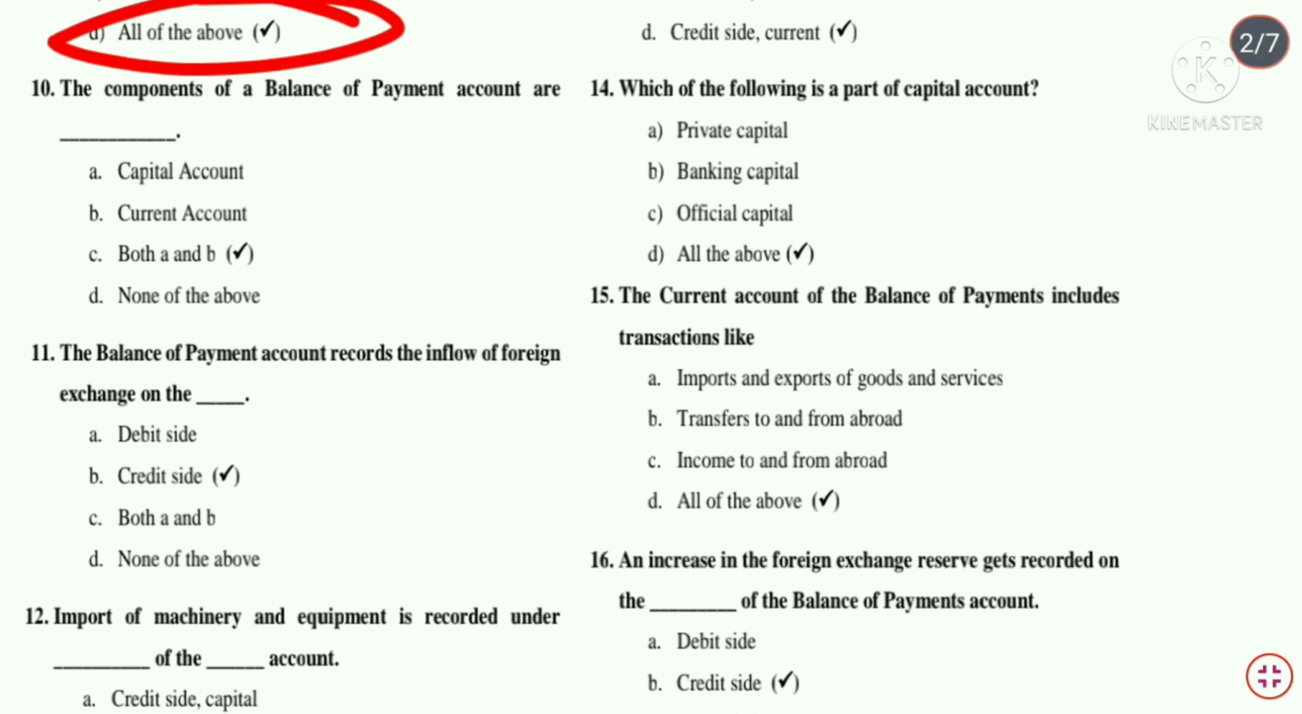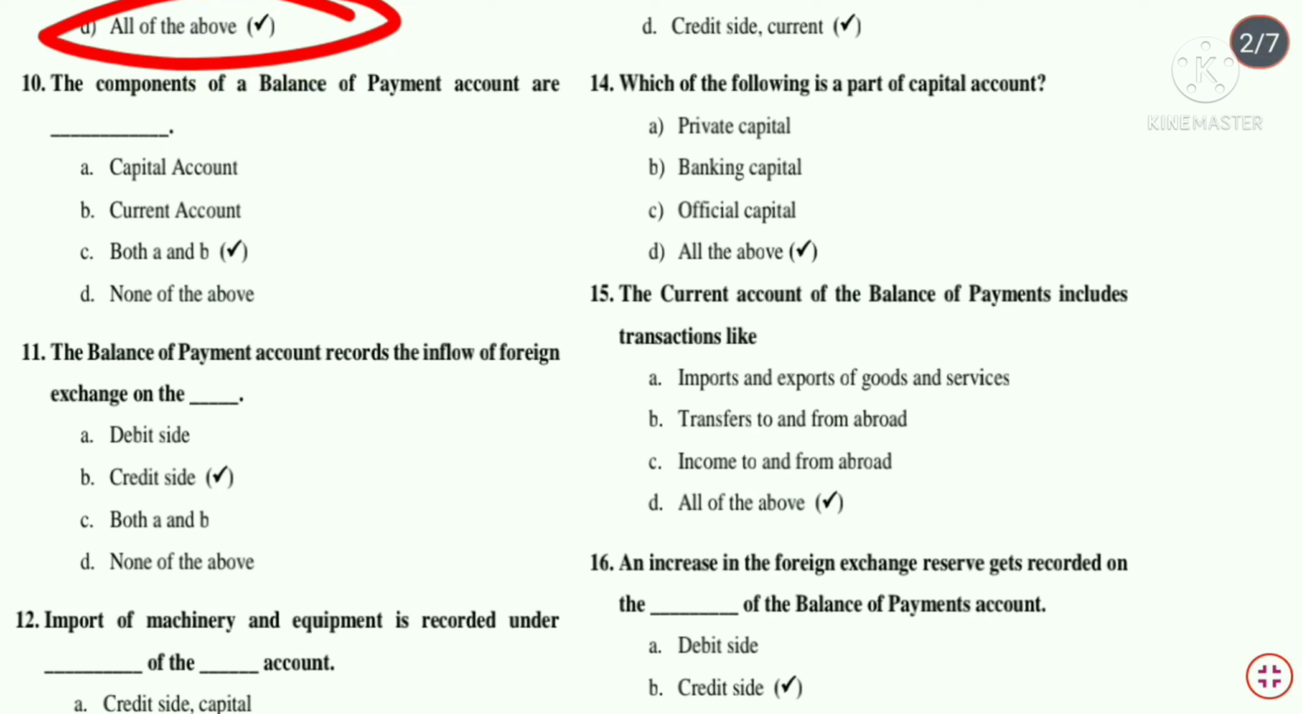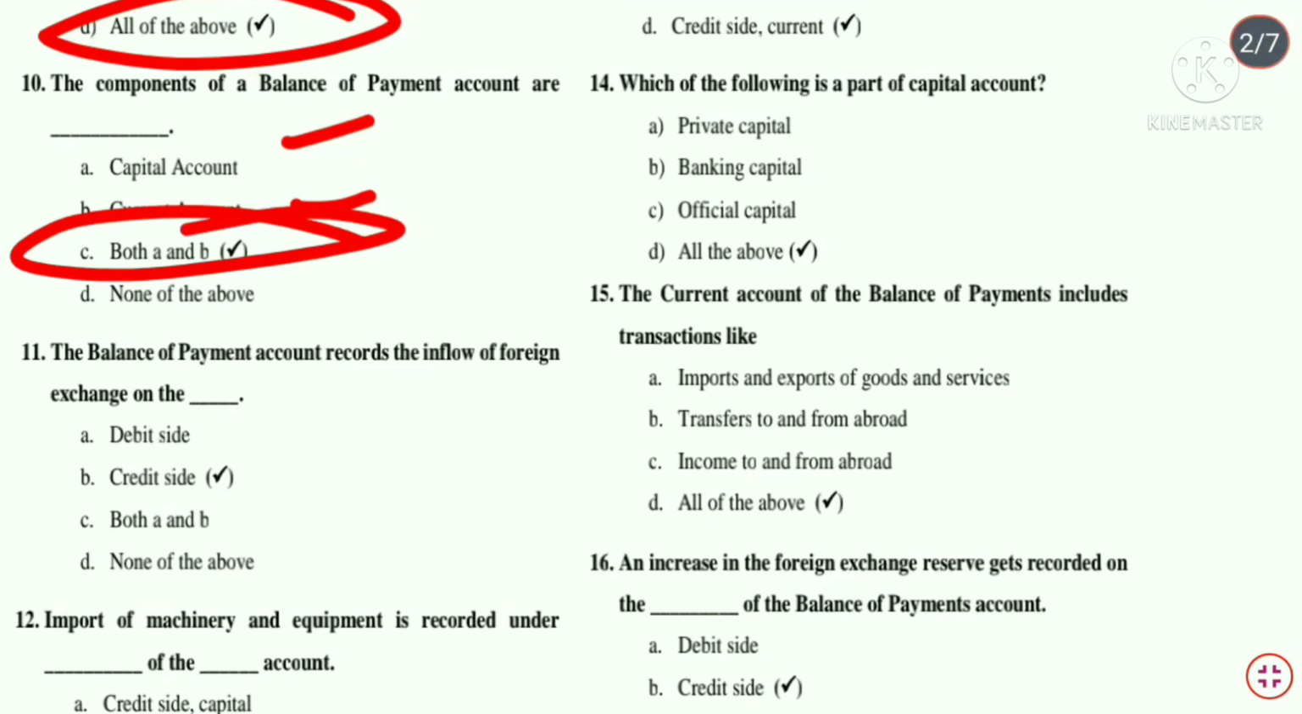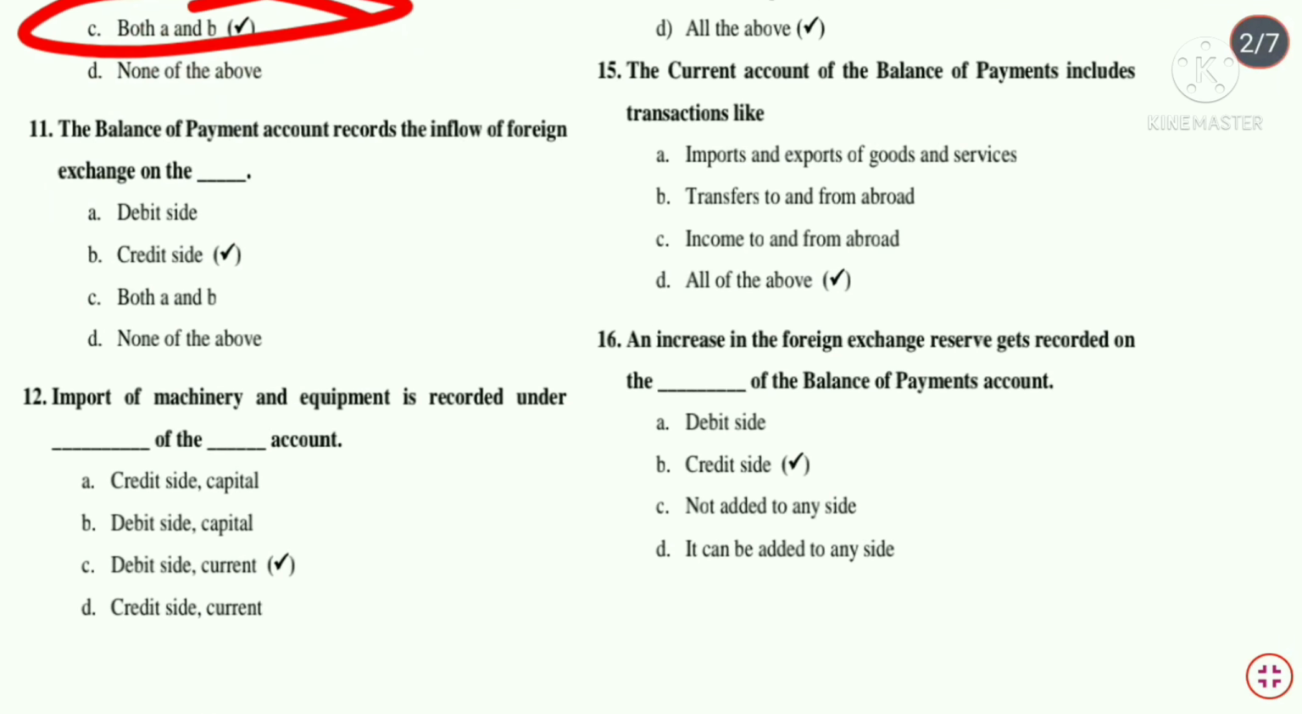Next question, that is the components of a balance of payment account are, we know there are two components of balance of payment, one is current account and another is capital account. That means option C, both A and B, is the correct answer.